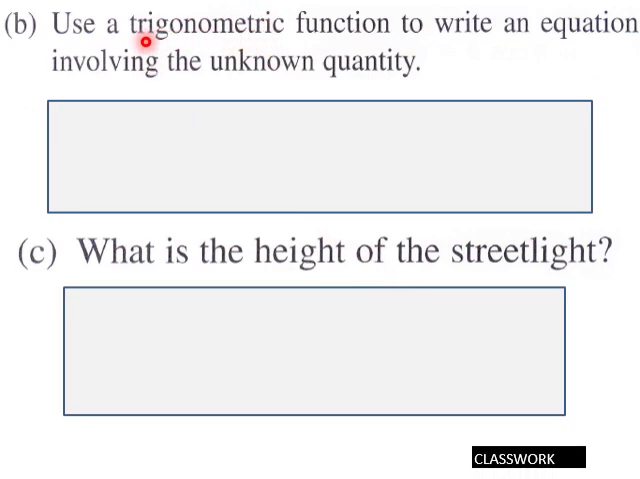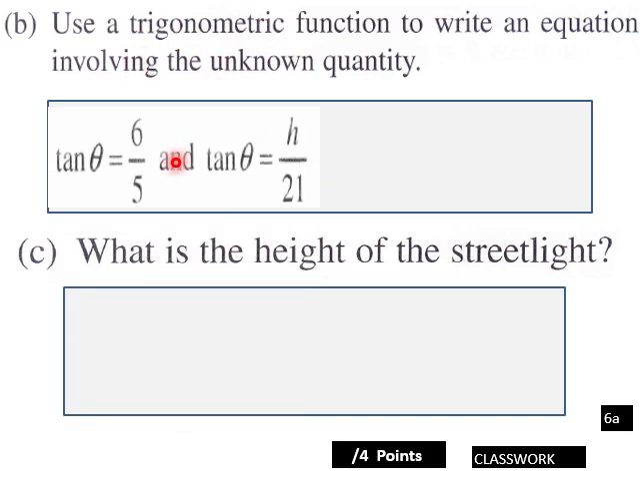Using a trigonometric function to write an equation involving the unknown quantity, which is the height of the street lamp, tan theta would equal 6 over 5, and then tan theta would equal h over 21. So we have two triangles. Remember, we have a 6 and a 5, opposite over adjacent, and then this will be our opposite over adjacent of the total triangle. You have two triangles. So 6 over 5 will equal h over 21. We need to find h in this proportion, because those triangles are proportional to each other. So you set up a proportion. This would be the function that you would use, because the triangles are proportional.